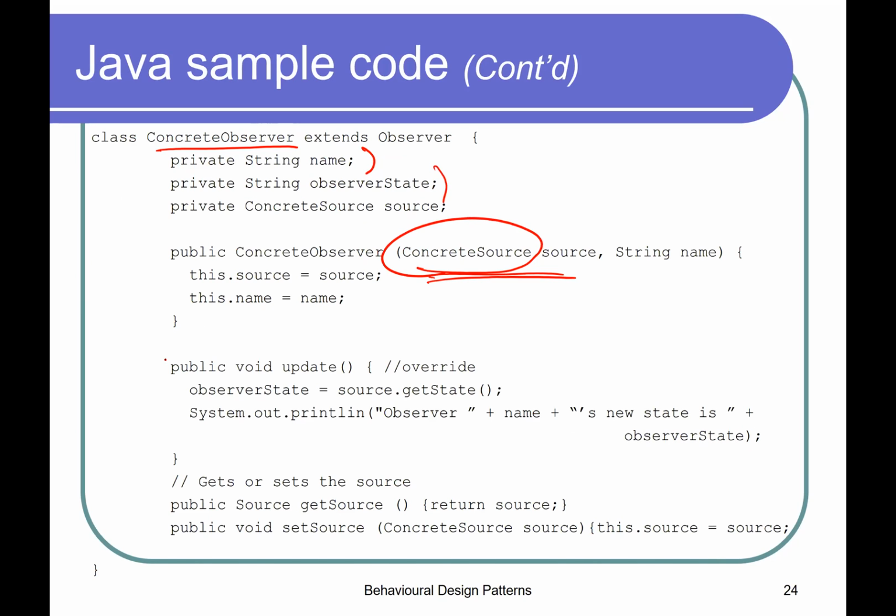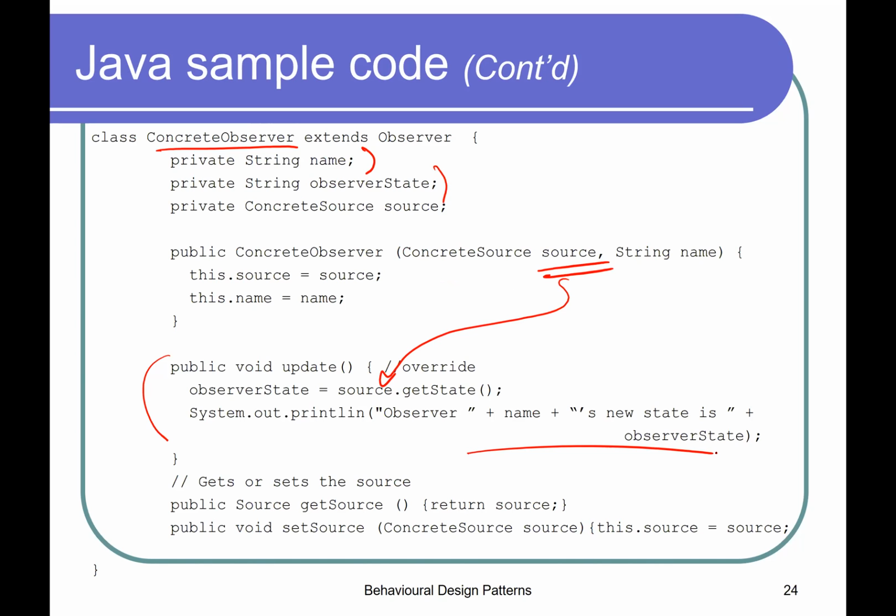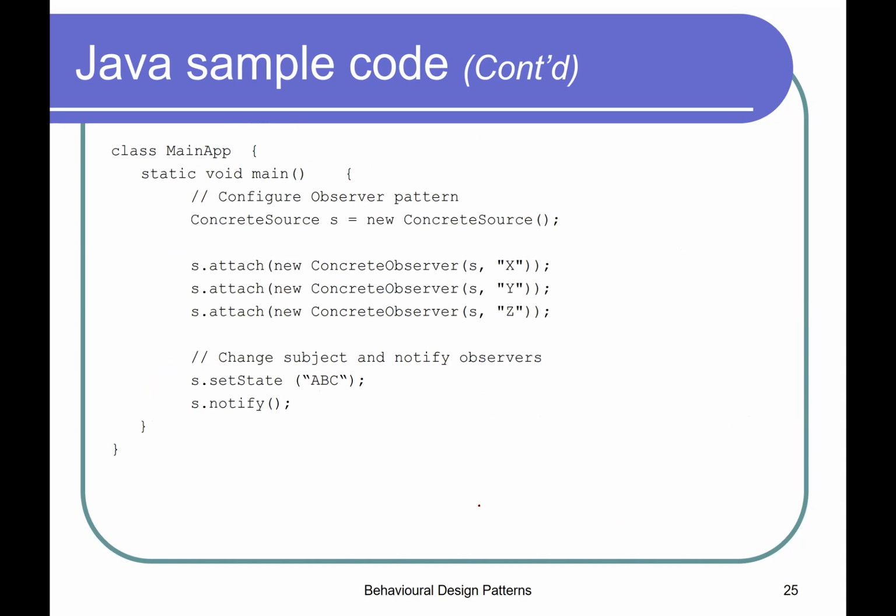In case it does get an update function invocation, it grabs its source, which was this over here, and says, please let me know what your current state is. And that's it, and then it just prints it. After it has printed, it can also set on the source any state it wants.